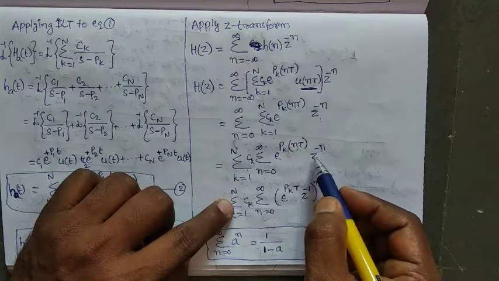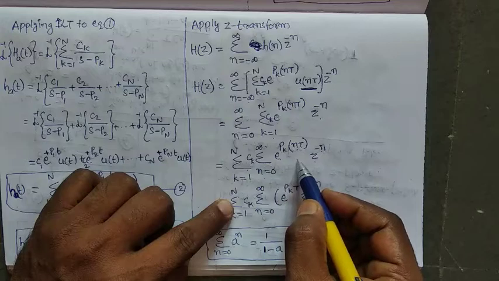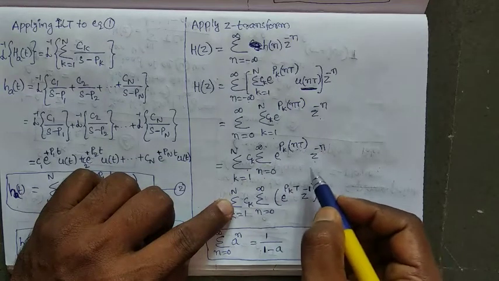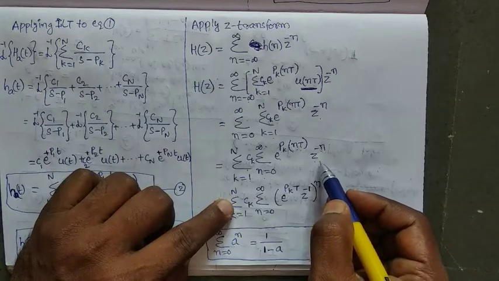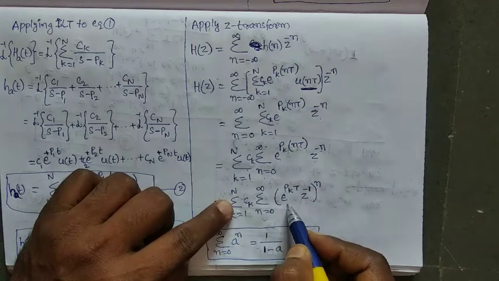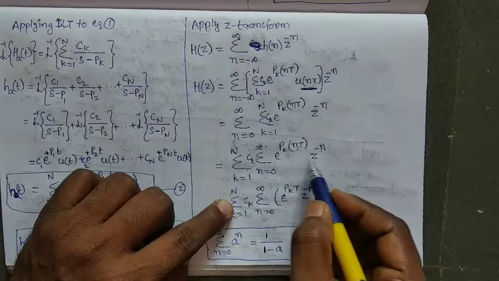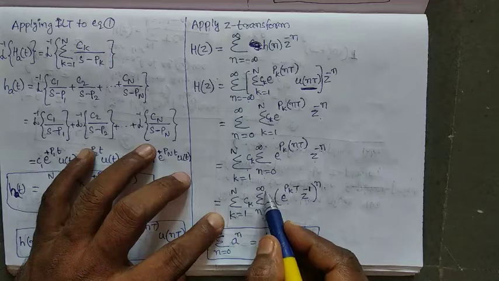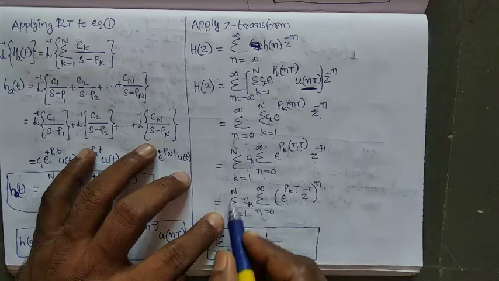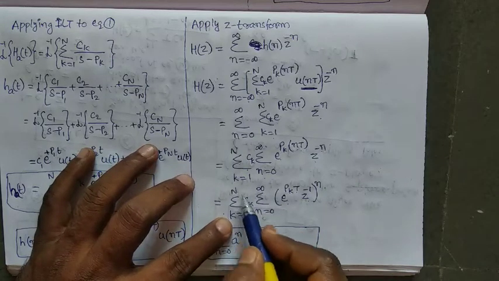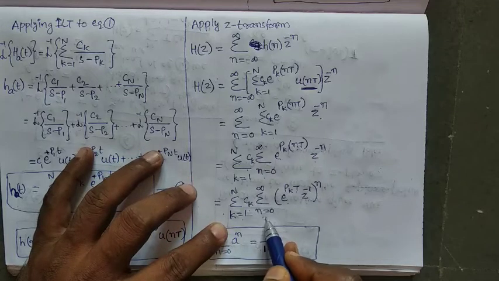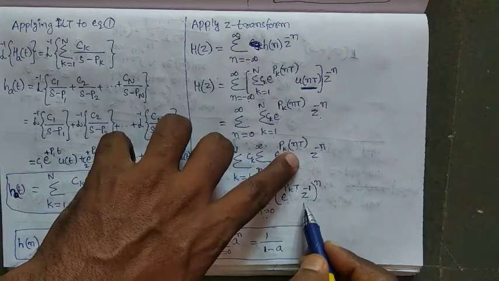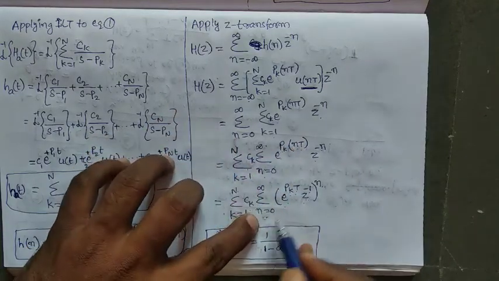Here how to write this? Let us assume this is a power n, b power n. How to write it in ab whole power n form? Okay, here e power pk T into z power minus 1, whole power n, with summation n equal to 0 to infinity. Here this is equal to summation k equal to 1 to N ck, summation n equal to 0 to infinity, e power pk T z power minus 1, whole power n.